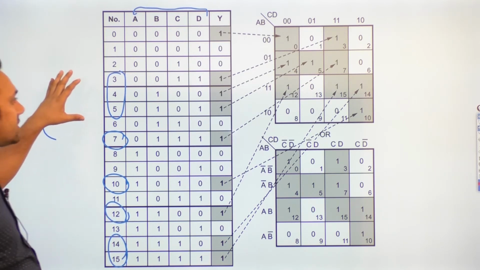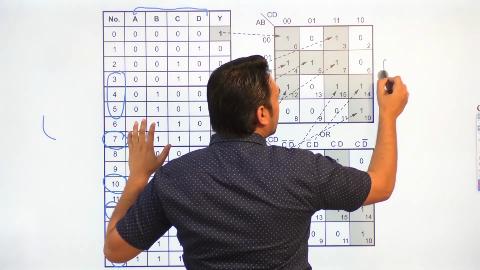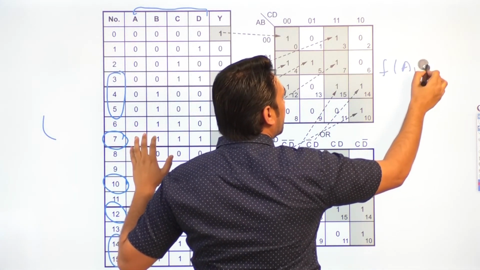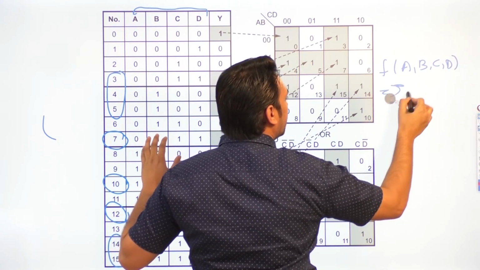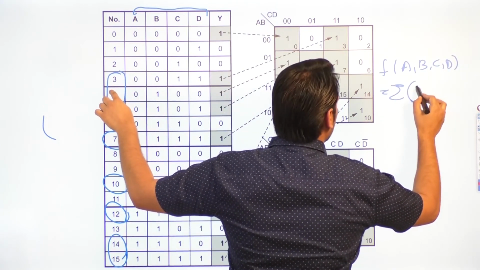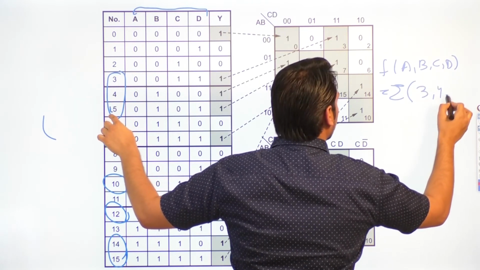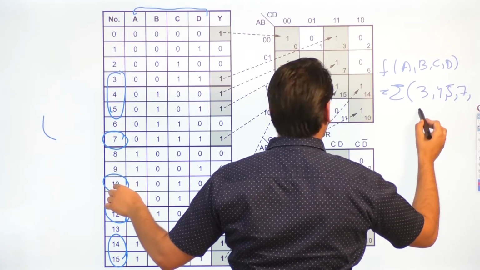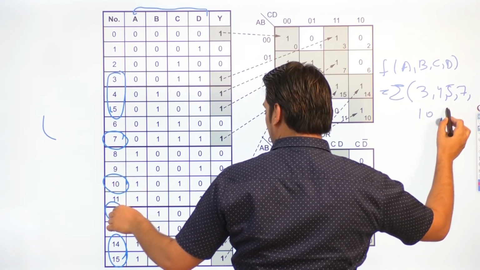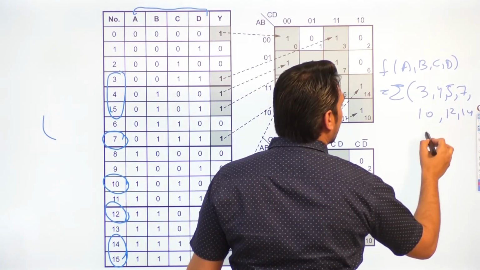So I can also represent the same with the help of this. I can say the function is A, B, C, D, and this function is assuming a value 1 at the location 3, at the location 4, at the location 5, at the location 7, then at the location 10, then 12, then 14, and then 15.